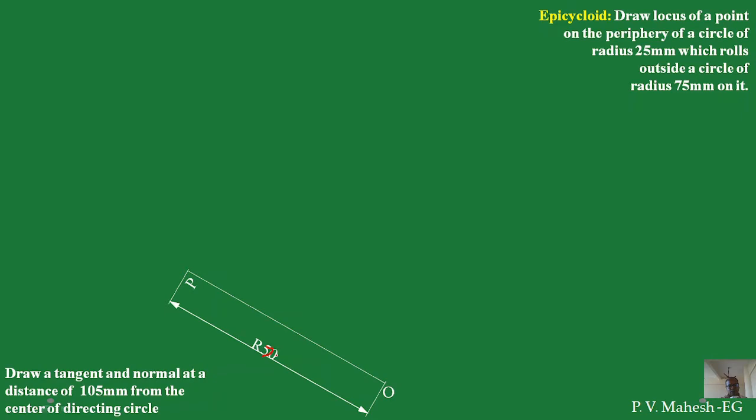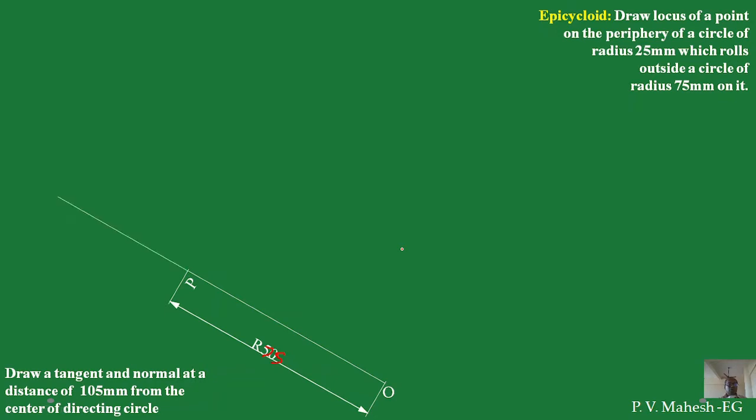It is a typing mistake. It is only 75 mm. Radius 75 mm. With radius 75 mm, I draw a line. Now what is this? This is the radius of the directing circle.